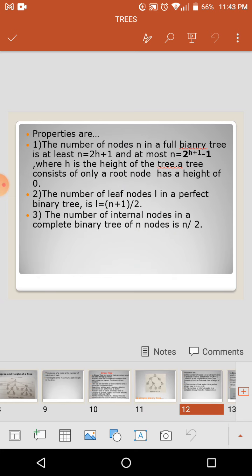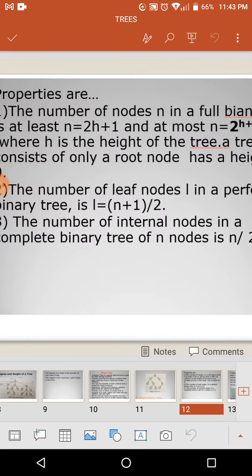See, these are the properties of a binary tree.